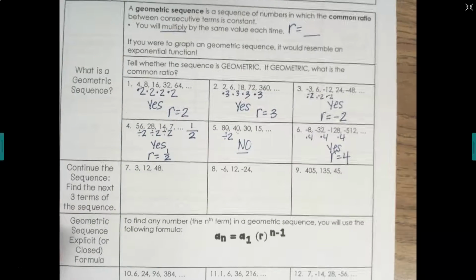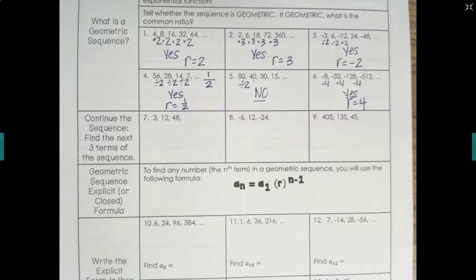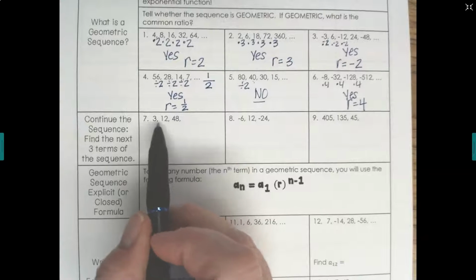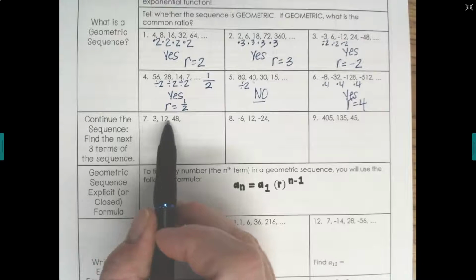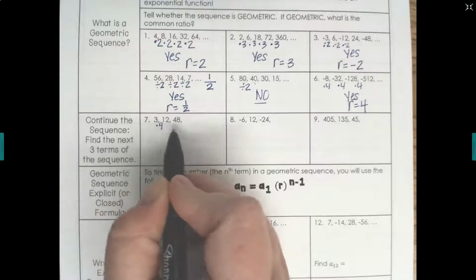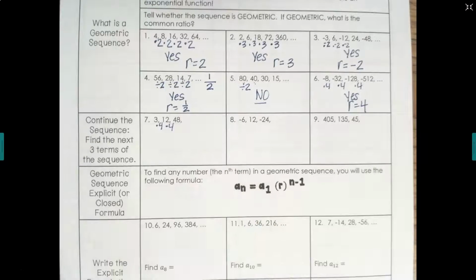Now we can take that and continue a sequence that's given to us. We have to find the common ratio, and then we can continue the sequence from there. We're talking about geometric sequences here, so we're talking multiplying. 3 times what is 12? That would be 4. 12 times 4 is 48.